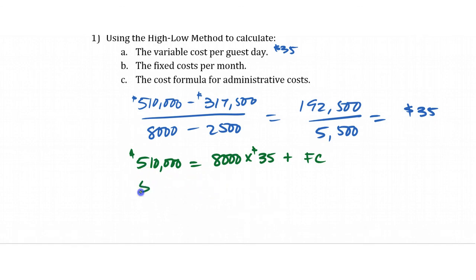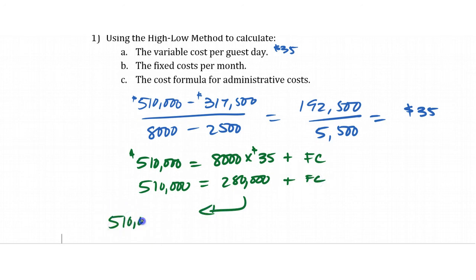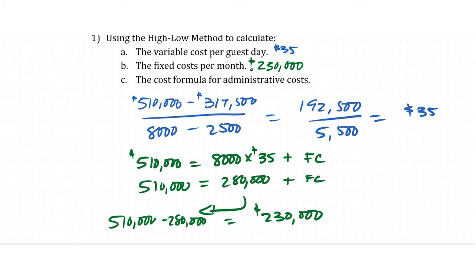So we multiply this, and we get 510 equals 280 plus fixed costs. So we bring the 280 to this side: 510 minus 280 equals 230. That's our fixed cost. So our fixed cost per month is 230,000.